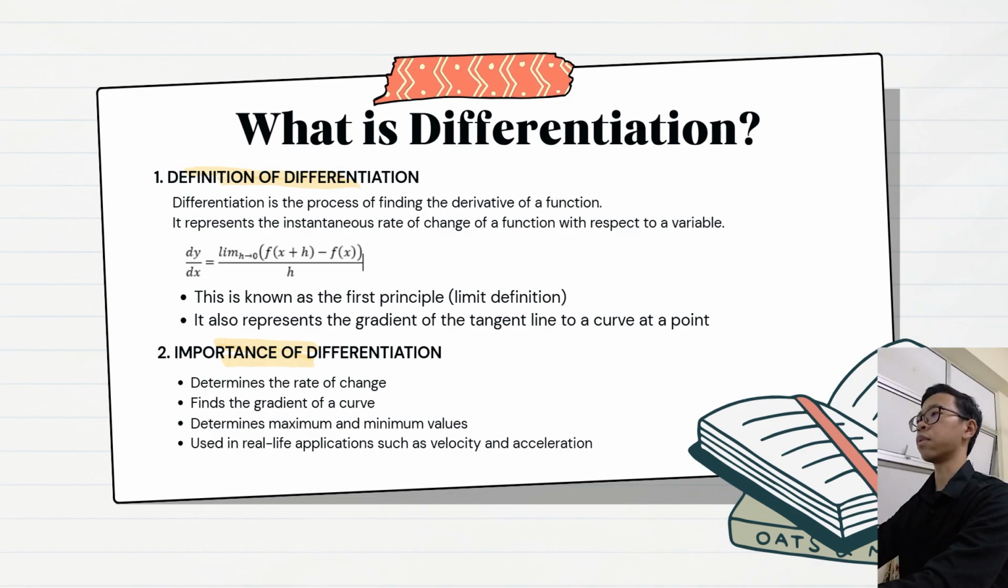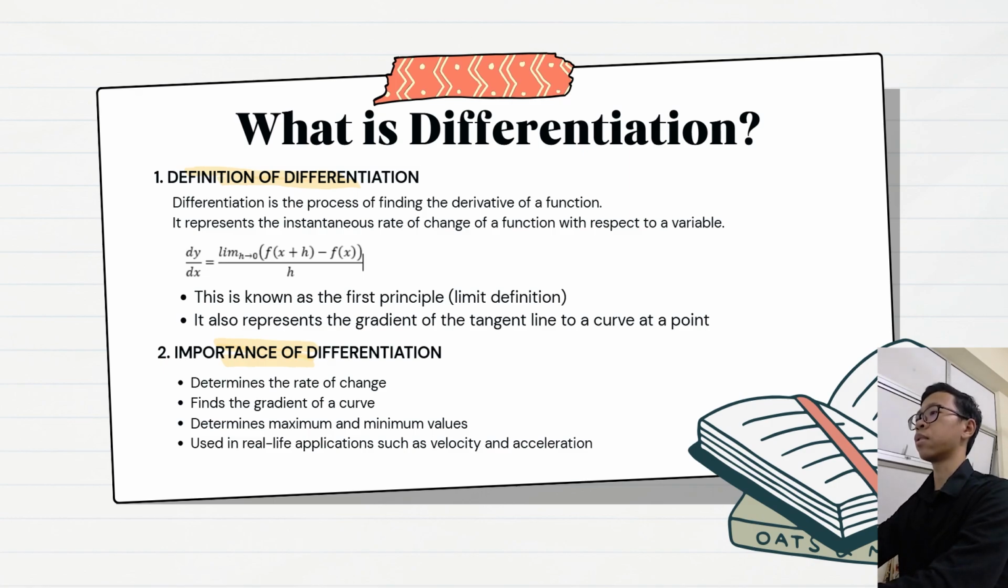Here we have the example of differentiation, which is dy over dx equals the limit as h approaches 0 of f(x plus h) minus f(x) over h. This is also known as the first principle or limit definition. It also represents the gradient of the tangent line to a curve at a point.